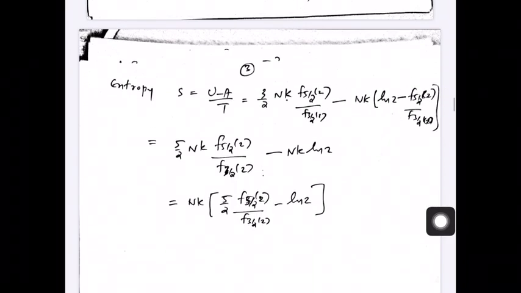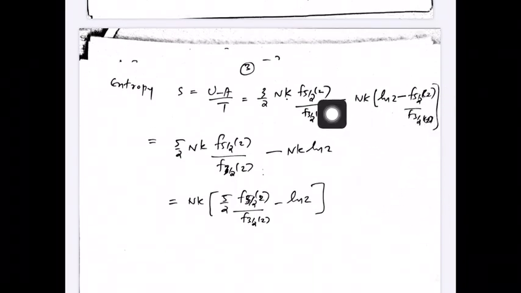So what we get when we combine these two, (3/2) Nk and plus Nk f_{5/2}(z)/f_{3/2}(z). When they combine, we have (5/2) Nk f_{5/2}(z)/f_{3/2}(z), then minus Nk log z. I'm taking Nk as common factor, so I have (5/2) f_{5/2}(z)/f_{3/2}(z) minus log z.